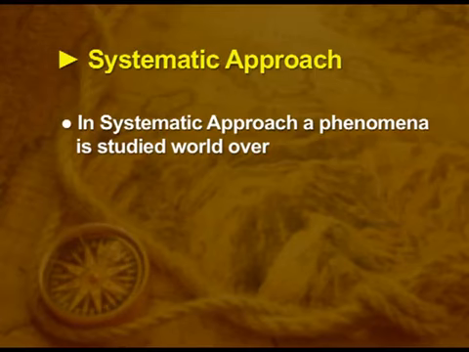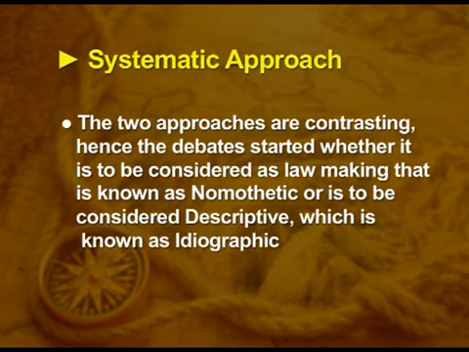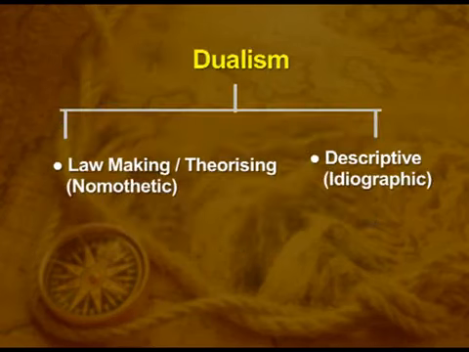In the systematic approach, a phenomenon is studied worldwide, whereas in the regional approach, all the phenomena of a small region are studied. The two approaches are contrasting. Hence, the debate started whether geography is to be considered lawmaking, which is known as nomothetic, or descriptive, which is known as ideographic. Here comes the dichotomy. Dualism talks about lawmaking and descriptive. The dichotomy comes in this area of geography.